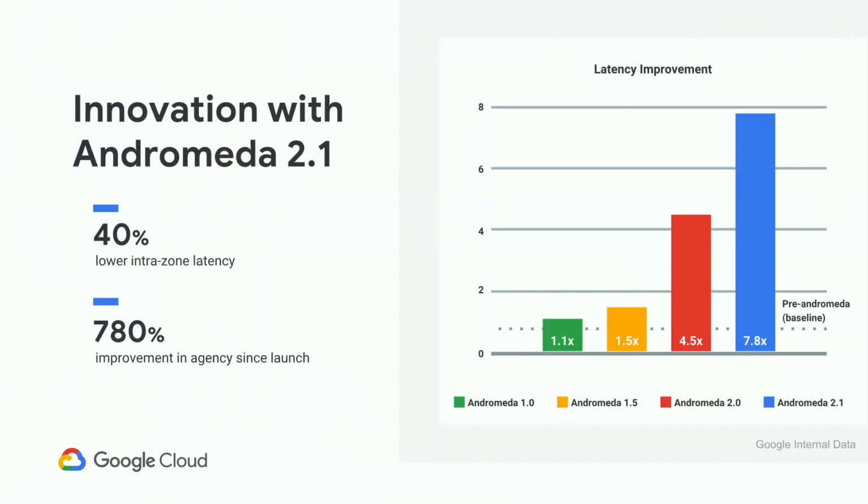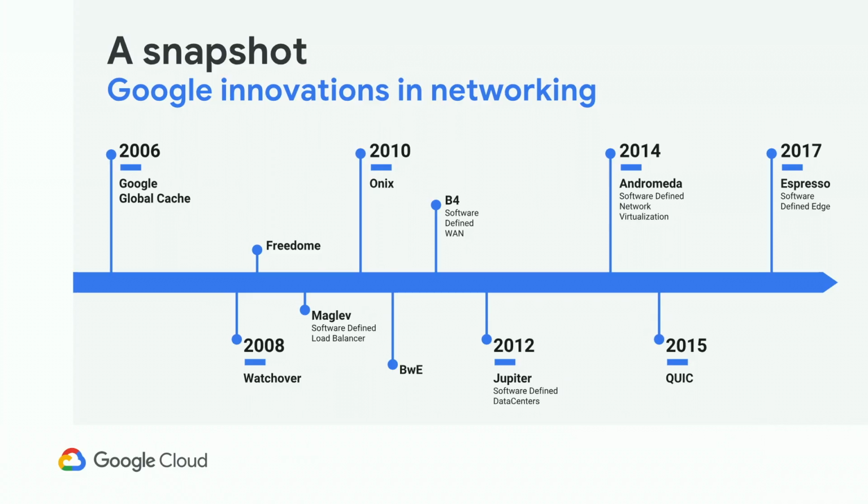Now, specifically for our cloud customers, we have been rolling out Andromeda updates to keep innovating and boosting performance. Andromeda is our network virtualization. You may think of it as one of the key pillars of our SDN stack. As you can see here, we have been able to achieve a 780% improvement in latency since launch for the GCP customers.